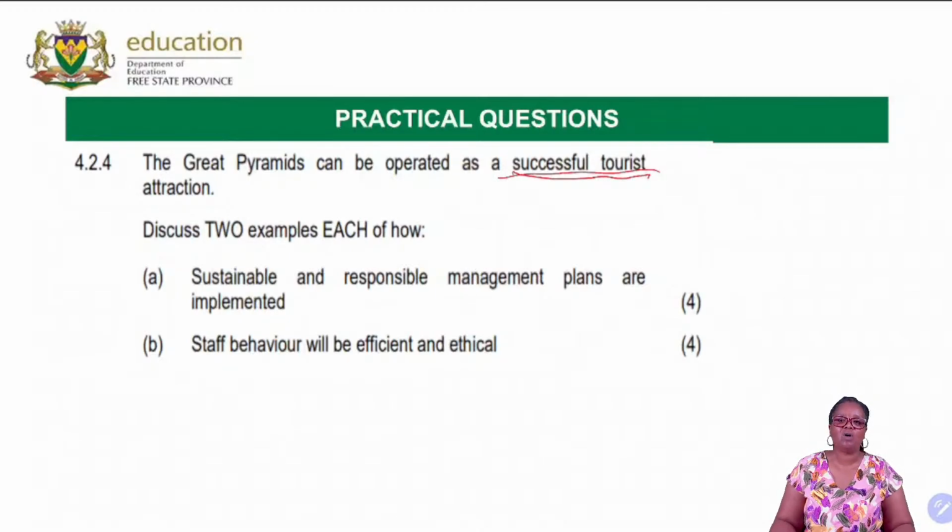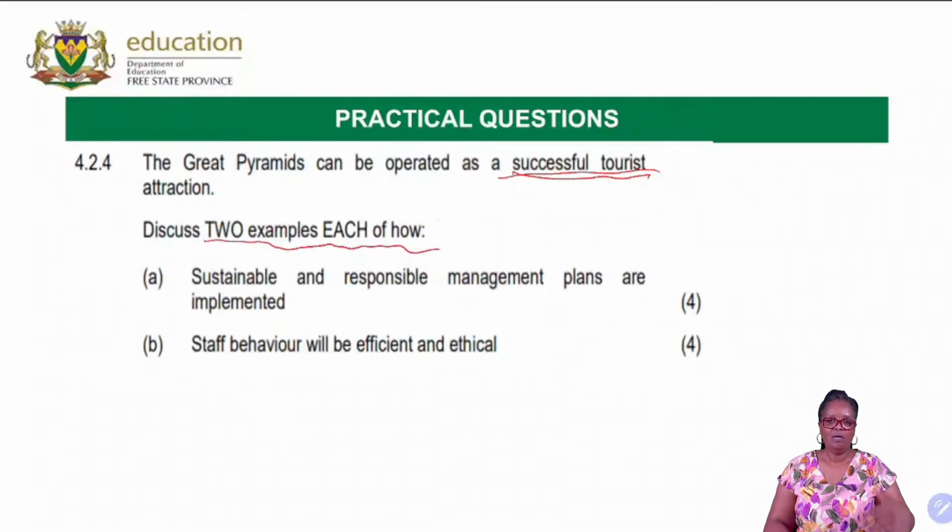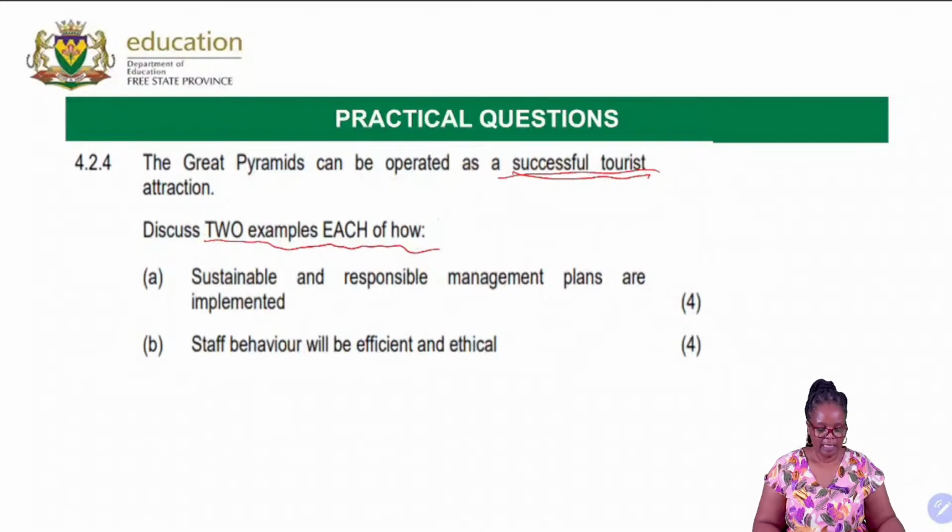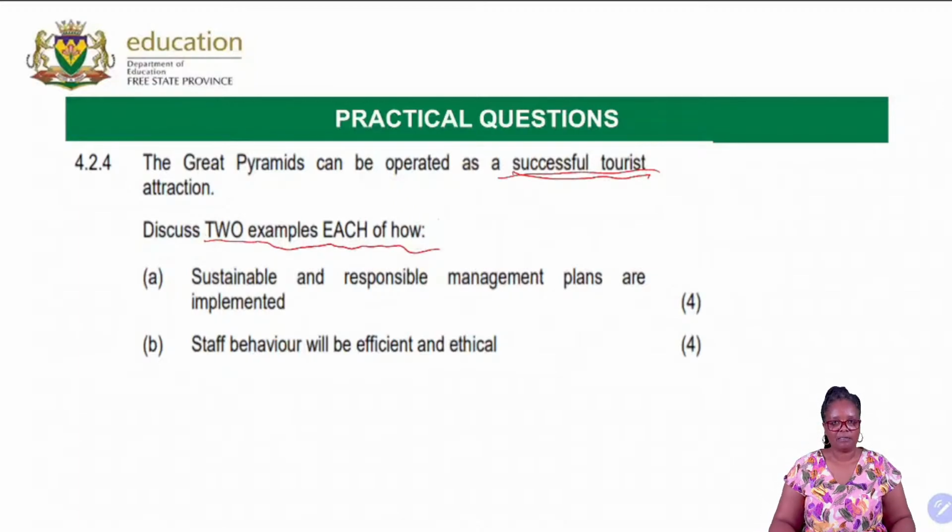We talked about the factors and characteristics of a successful tourist attraction just now. So here it says the Great Pyramids can be regarded as a successful tourist attraction. You have to discuss two examples, each of how they can be regarded as a successful tourist attraction.